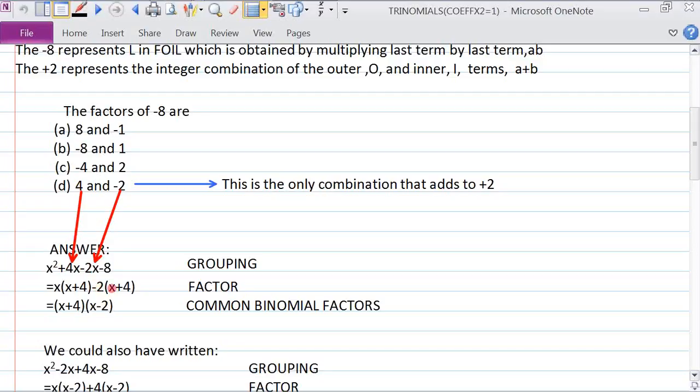So minus 2 times x gives me minus 2x, and minus 2 times plus 4 by the distributive rule gives me minus 8. So you can see that I've gone from here to here by factoring. Now the common term to this one here and this one here is x plus 4. I factor out the x plus 4. I'm left with this x right here. If I factor out the x plus 4 from here, I'm left with minus 2. So these are the common binomial factors of this.